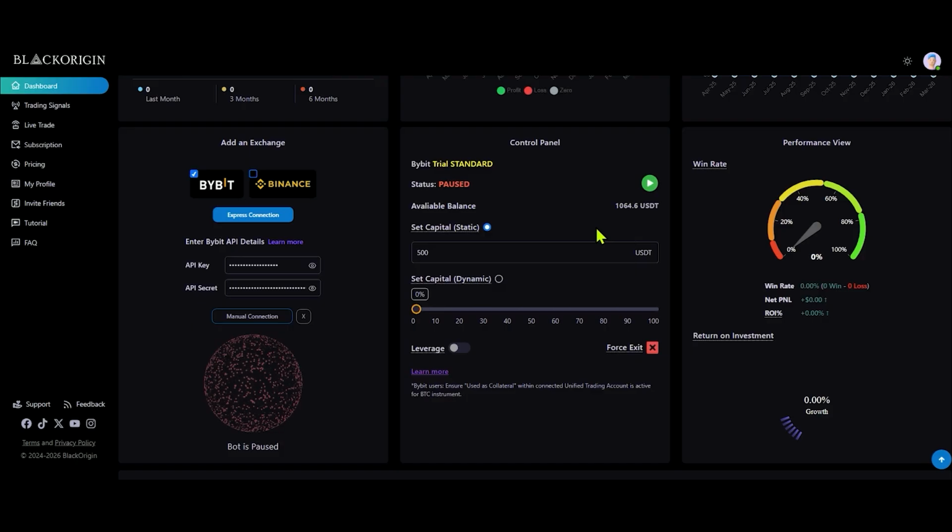A few important reminders are: don't make manual changes in your connected exchange account during an active trade, such as manually buying, selling, or withdrawing assets or funds, as this would disrupt the bot operation and cause losses. Make changes only during idle time after safely pausing the bot. When you change your available USDT balance on the exchange, you should adjust your trading capital on BlackOrigin accordingly.